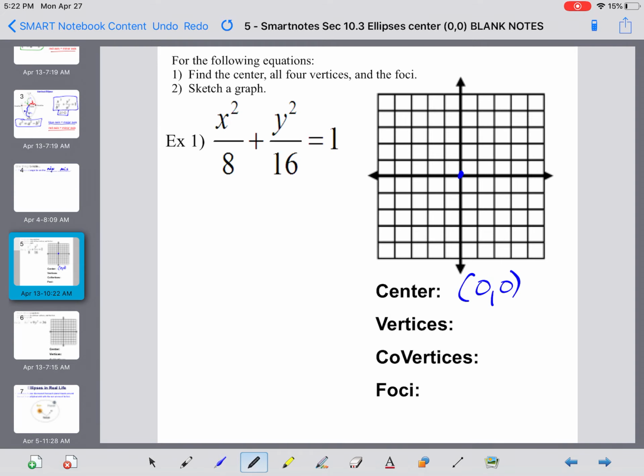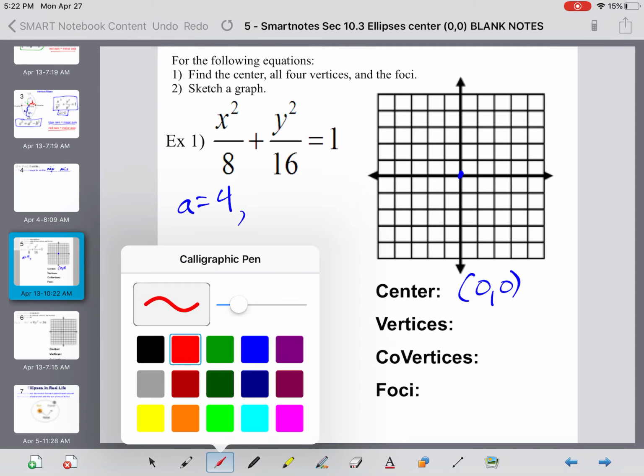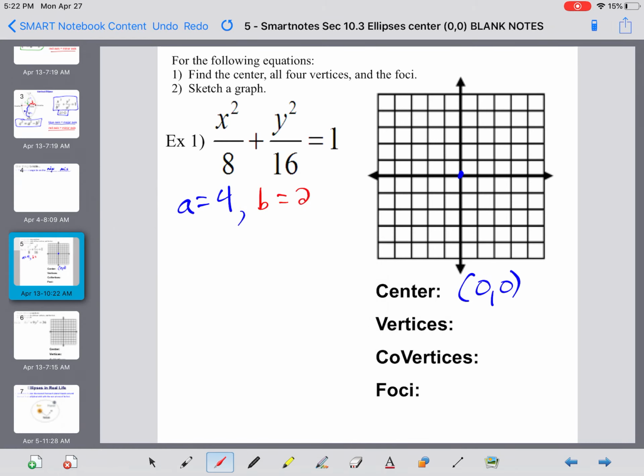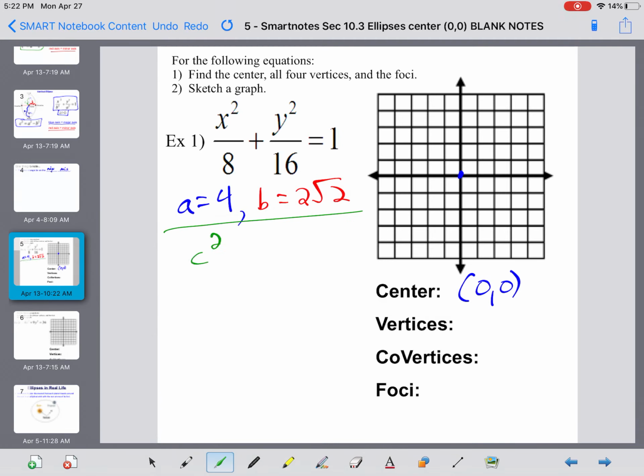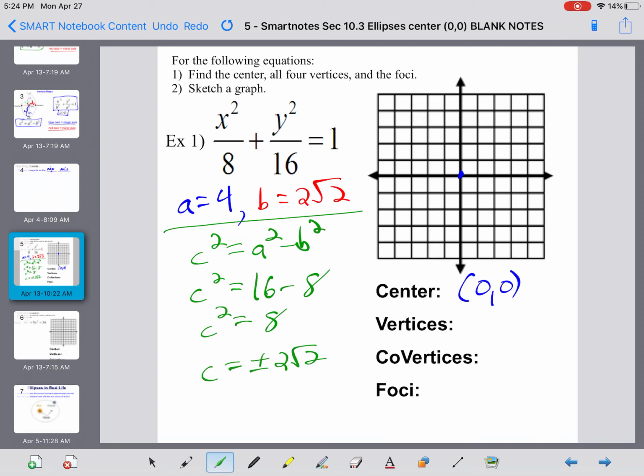So here's the center. If I look at my equation over here, I know the a value. Now be careful. The a value is that a squared because it's the bigger number. So my a value is the square root of that. My b value is the square root of 8, which is 2 root 2. And then to find my c value, I have to use that little equation, a squared minus b squared. So if I pop everything in there, a squared is 16, b squared is 8. I get a c squared of 8. If I square root both sides, I get a c value of plus or minus 2 root 2.